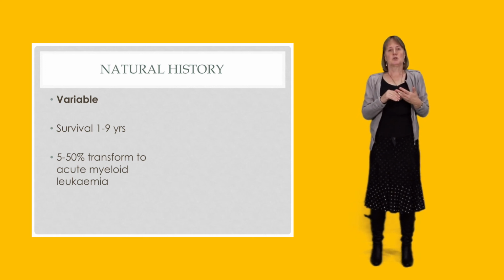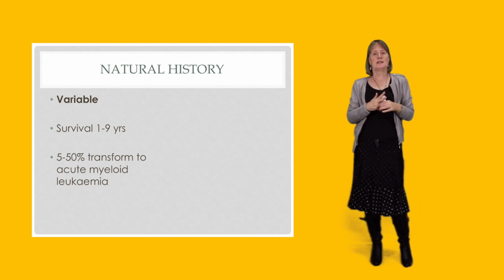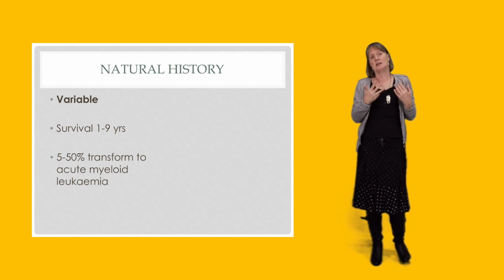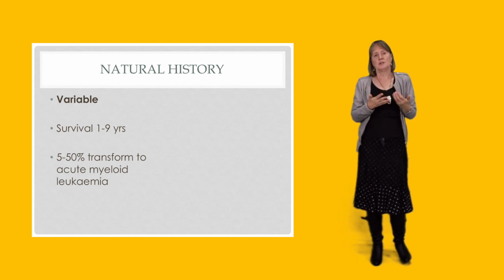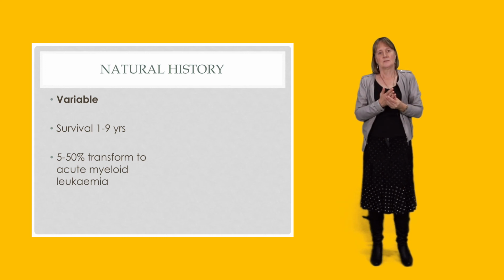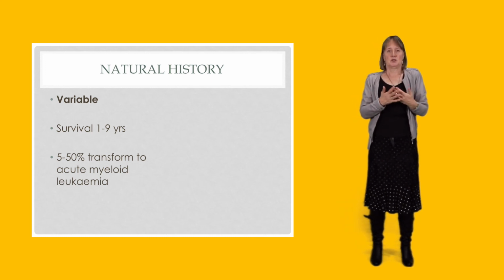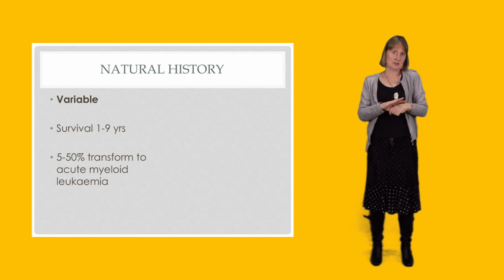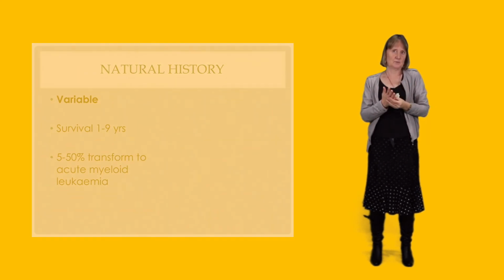So if we look at the overall natural history of myelodysplasia, the range of survival is from perhaps just under 1 year to about 9 years, except for the very rare patient who is able to have an allogeneic stem cell transplant and who has a good outcome from this.